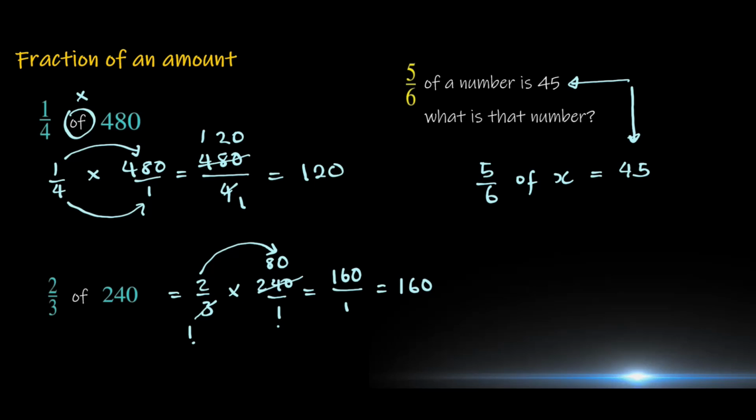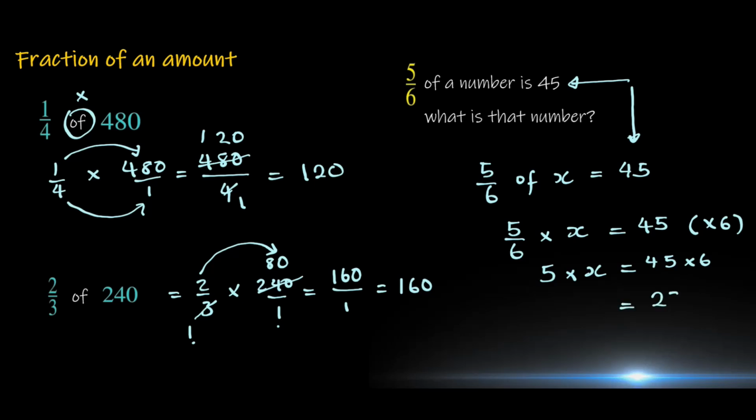So what I would do here first, like I always do, is 5 over 6 multiplied by x equals 45. I'm trying to make x the subject of the formula, so I'm going to multiply both sides by 6 to get rid of the fraction on the left hand side. So if I multiply the left hand side by 6, it gets rid of the 6 on the left hand side. So I'll have 5 times x equals 45 times 6. 45 times 6 is 270, so on the right hand side I have 270.